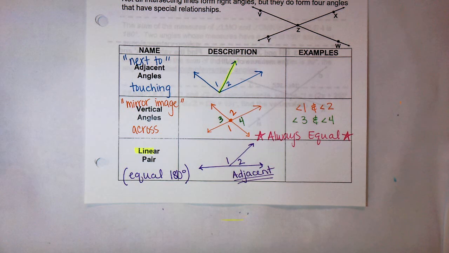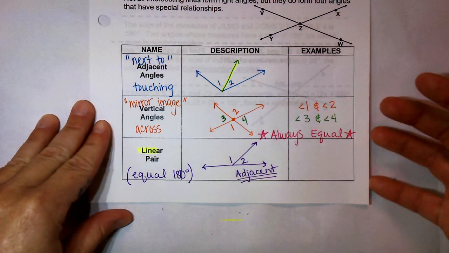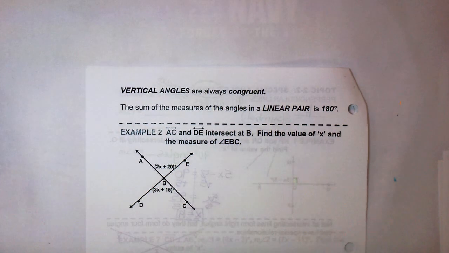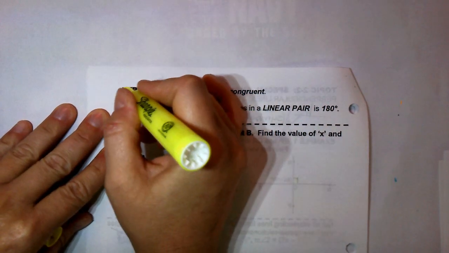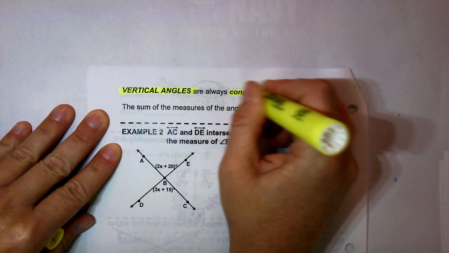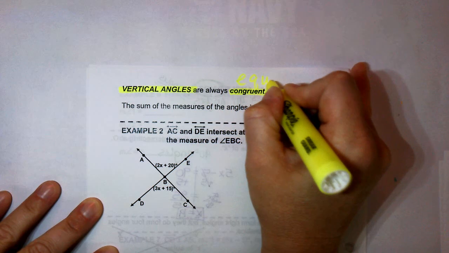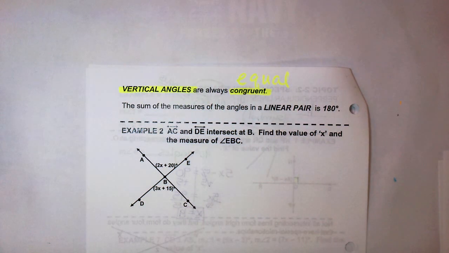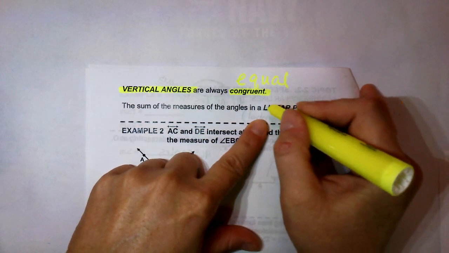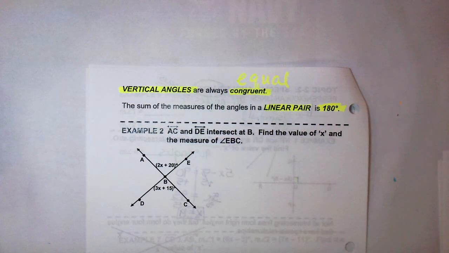Questions? All right, because we're going to start practicing with them. I figured practicing was a little bit more important than writing the definitions word for word. Okay, so here, I already went over this, but it's here just in case. Vertical angles are congruent, and we said congruent was the same as equal. So congruent means equal. And then linear pair is 180. All right, let's do some examples.